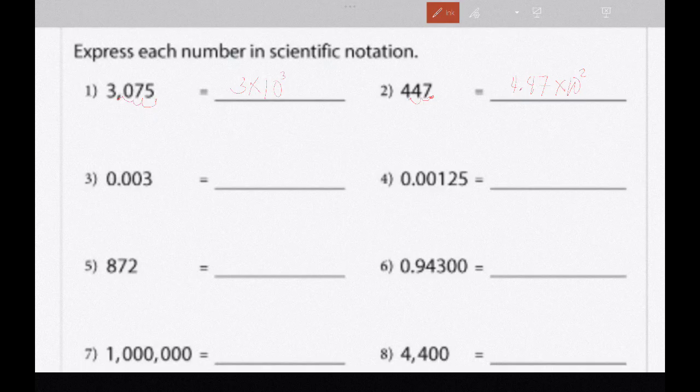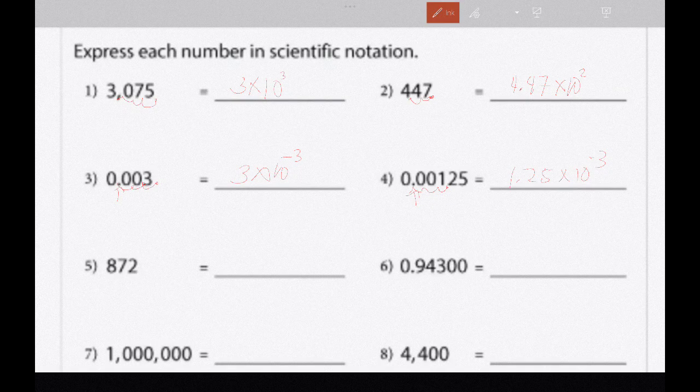Next, we have here a decimal point. So we're going to move it to the right. So 1, 2, 3. So you got 3 times 10 to negative 3. For number 4, we have a decimal point here. We move it to the right. So 1, 2, 3. So 1.25 times 10 to negative 3.